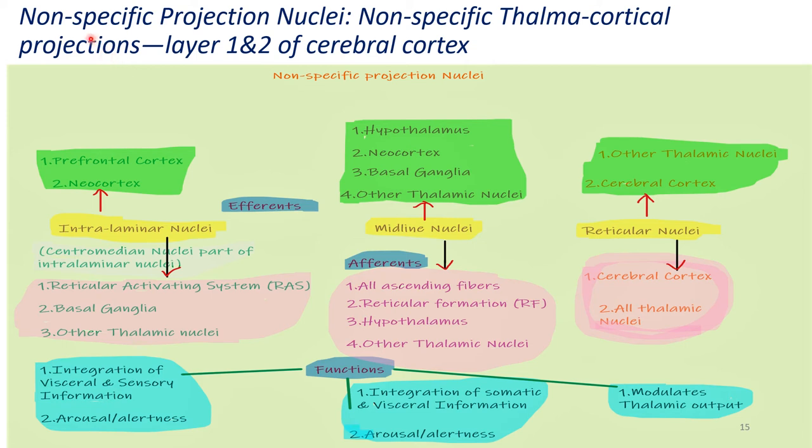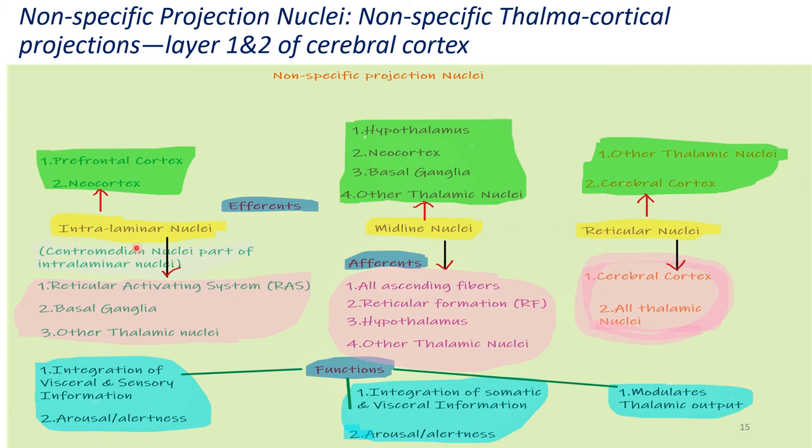Till now, we were discussing the specific projection nuclei of the thalamus. We discussed different specific relay nuclei, the motor control nuclei, visceral efferent nuclei, and the association nuclei. Now we'll talk about the non-specific projection nuclei. The non-specific projection nuclei do not have specified areas of projection. They project to almost all areas in the cerebral cortex. In this we have three groups: the intralaminar nuclei, the midline nuclei, and the reticular nuclei.